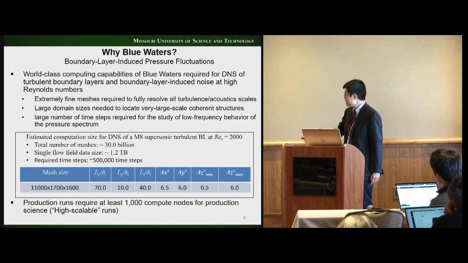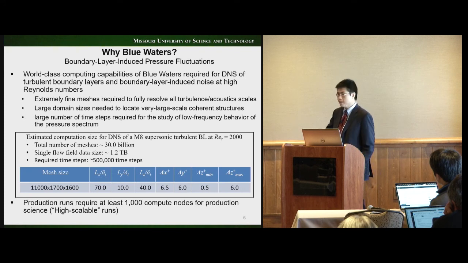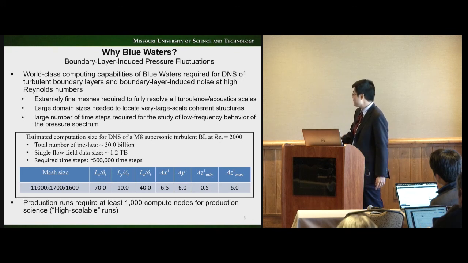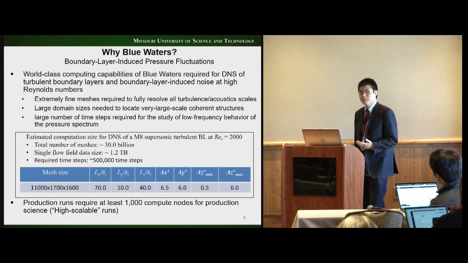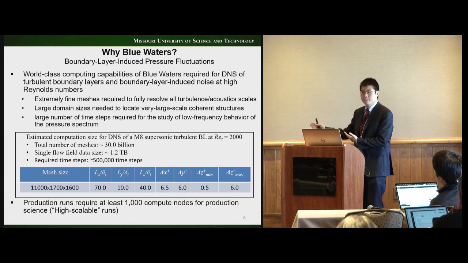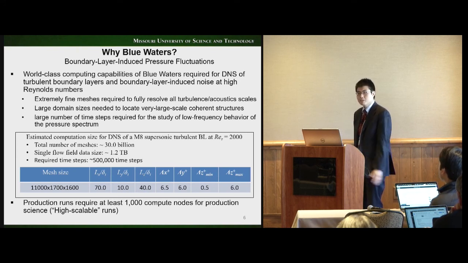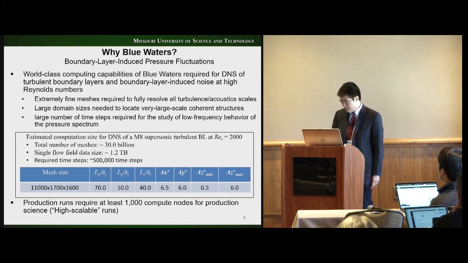This box can give you a sense of the size of our largest simulation. This is our target for the rest of the few months of this project. We want to reach a really high Reynolds number, and these runs typically cost more than 1,000 nodes, and they are highly scalable runs. So we want to make use of the unique capability of Blue Waters to do this type of research.